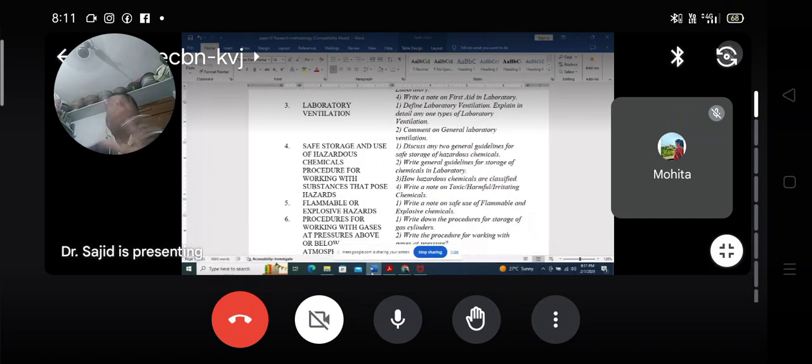These are the 4 different types of questions based on this particular topic: safe storage and use of hazardous chemicals, procedures for working with the substances that pose the hazard. These 4 different types of questions may come in the exam.